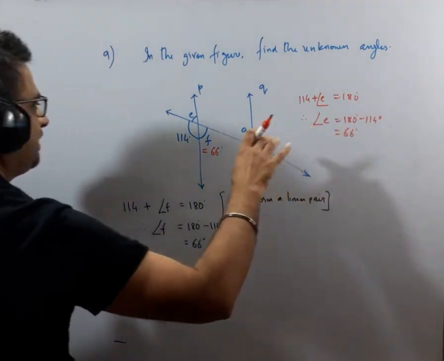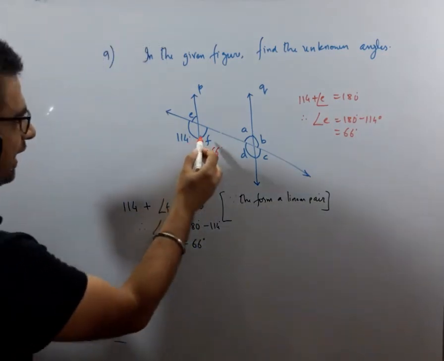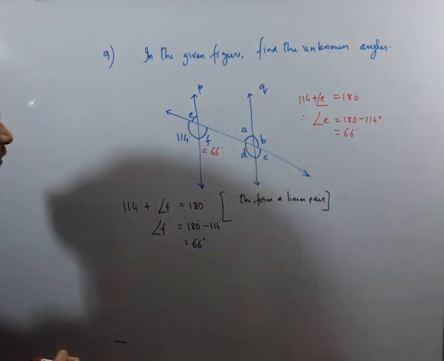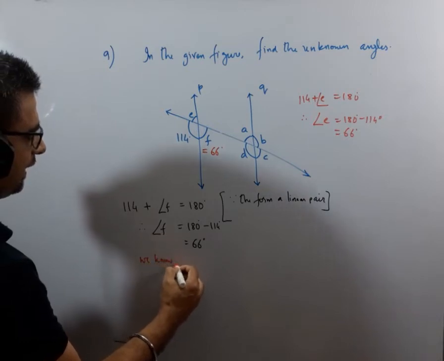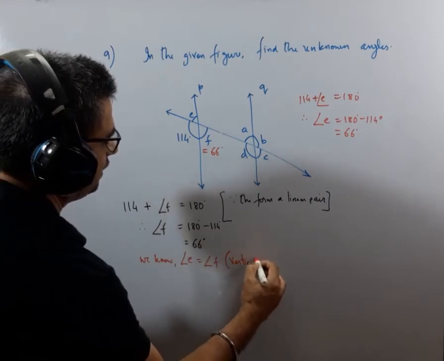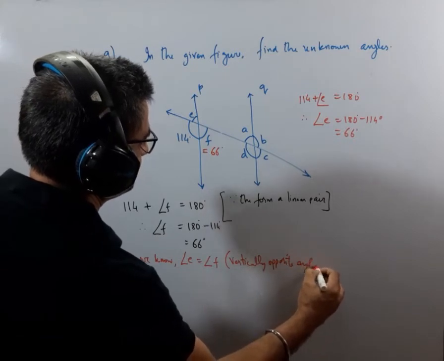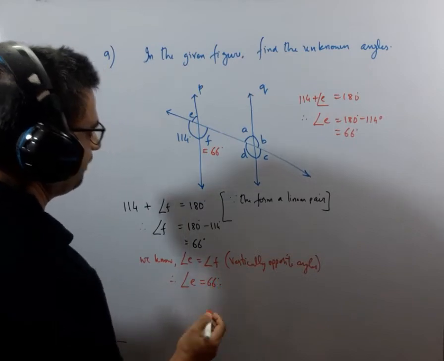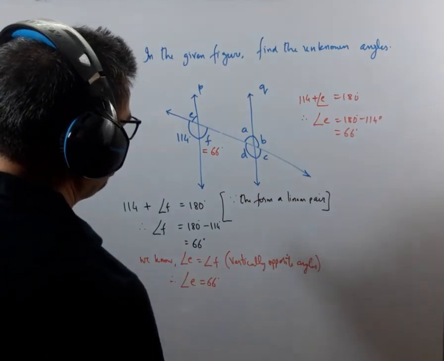But this is relatively a longer route. There is a very easy way we can find out. Once you have found angle F, do you see that angle F and angle E are vertically opposite angles? We know angle E is equal to angle F. They are vertically opposite angles, and therefore angle E is also equal to 66 degree. So you can do it this way or this way. Angle E is equal to 66 degree.